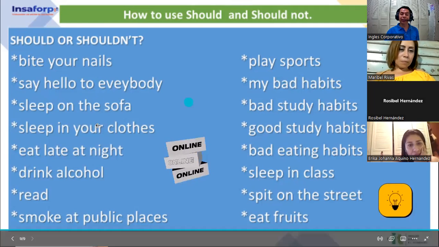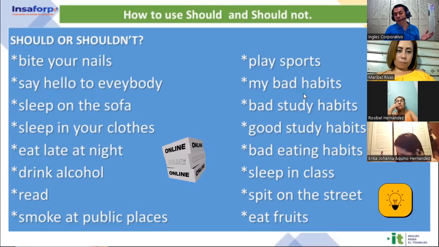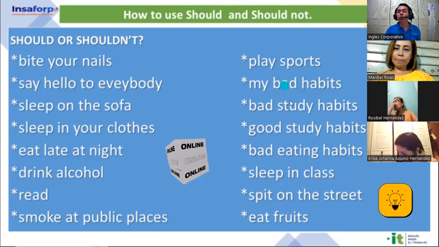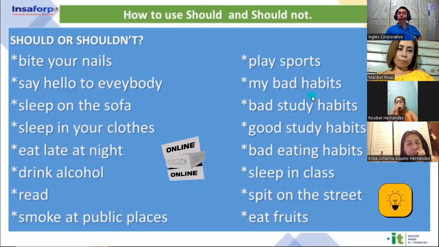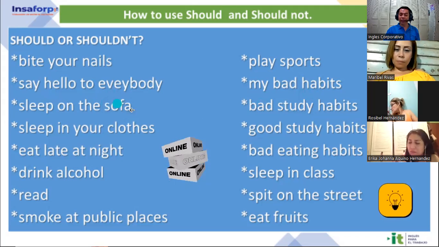Cualquiera, ¿sí? Pero si me escogen este de my bad habits, van a hacerlo personal y me van a decir, ay, si por ejemplo, si ustedes fuman, espero que nadie fume, pero si alguien fuma, I shouldn't smoke, por ejemplo, ¿sí? O I shouldn't eat too much, o no debería comer demasiado, ¿verdad? O I shouldn't eat 10 pupusas. Ok, o I shouldn't say mean words, etcétera. Pero en todos los demás, van a decir you should o you shouldn't, right? Understand?